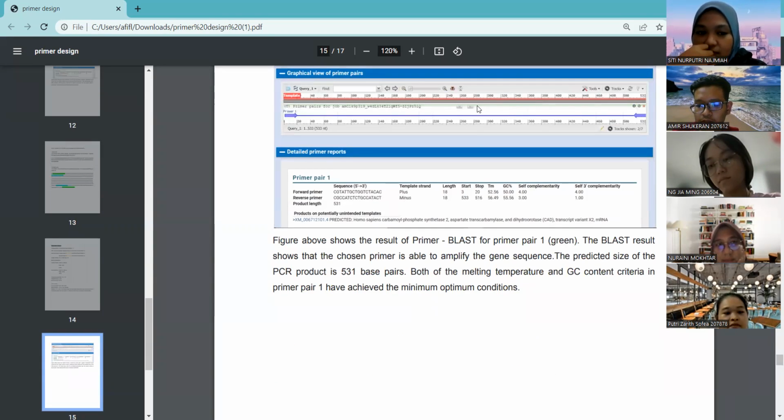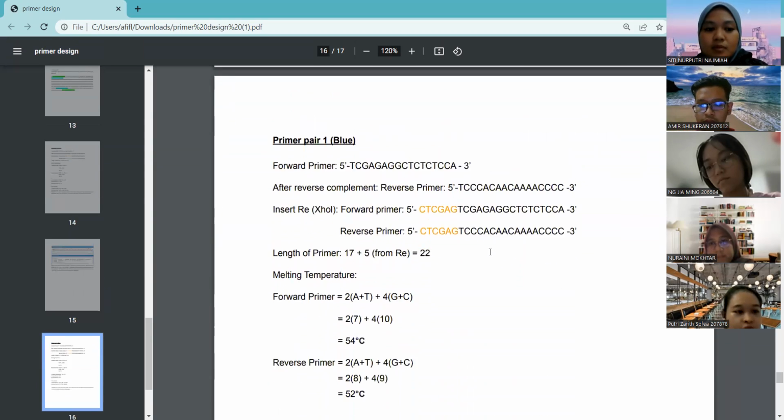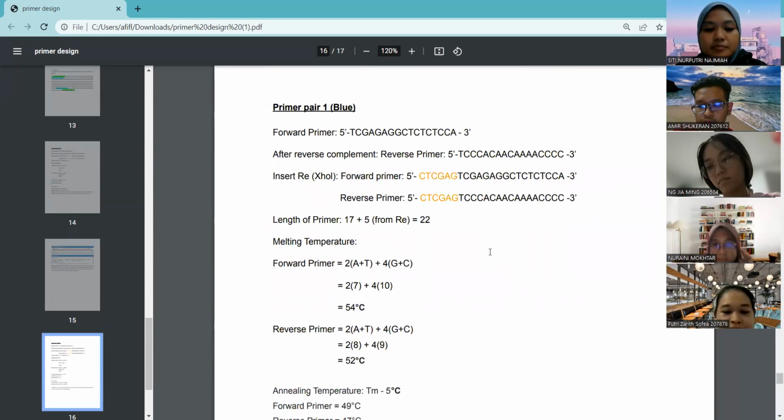Okay, so the figure here shows that the chosen primer was able to amplify the gene sequence by using the primer blast. And also the predicted size of the PCR product is 531 base pair. Next, I will pass to Nuraini to explain the second set of primer.